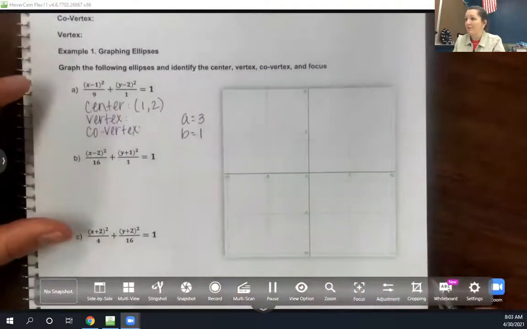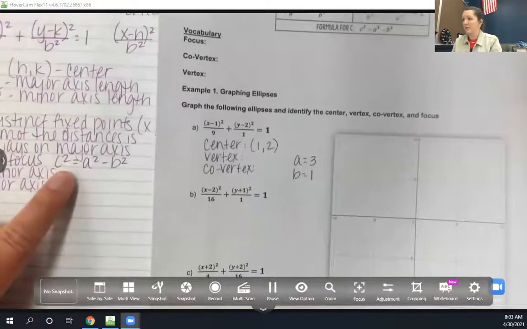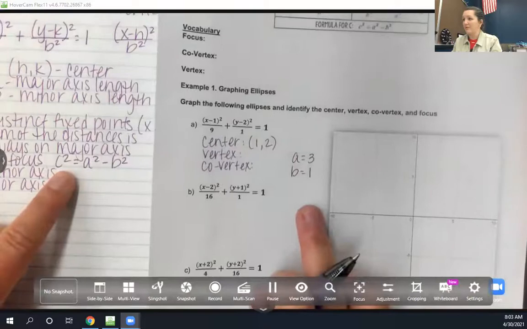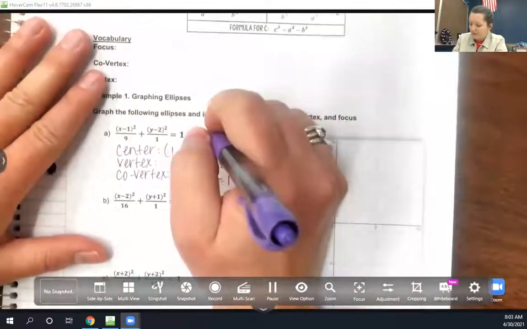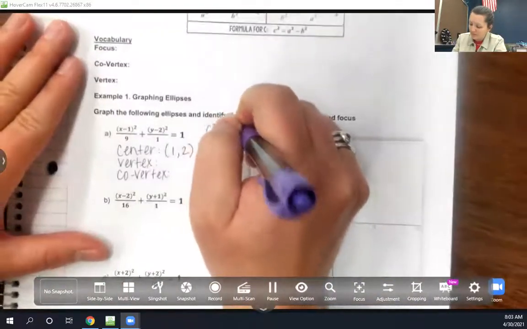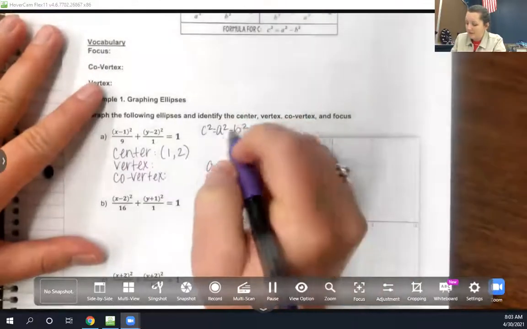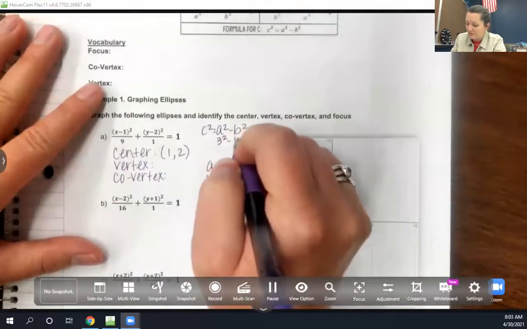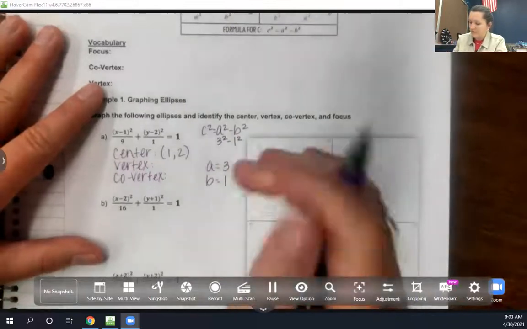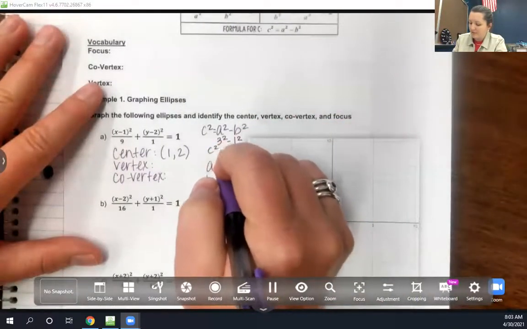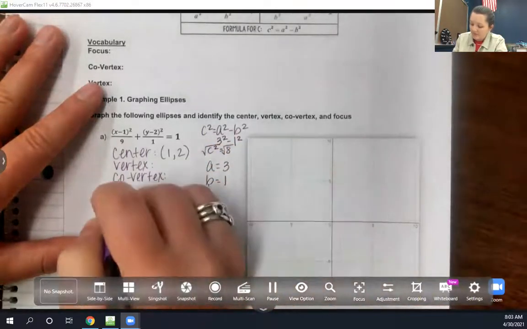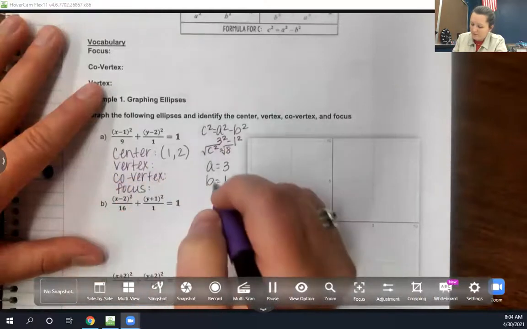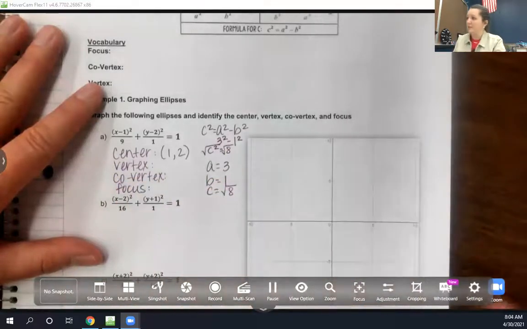So I want to find out what my focus is, and I'm going to do that by plugging into this formula that we just talked about. I know my a and I know my b, so I'm going to find c. So I know c squared equals a squared minus b squared. So if I plug that in, 3 squared minus 1 squared, 3 squared is 9, minus 1 is 8, so c squared is 8, therefore c is the square root of 8. Don't know if I gave myself enough room.